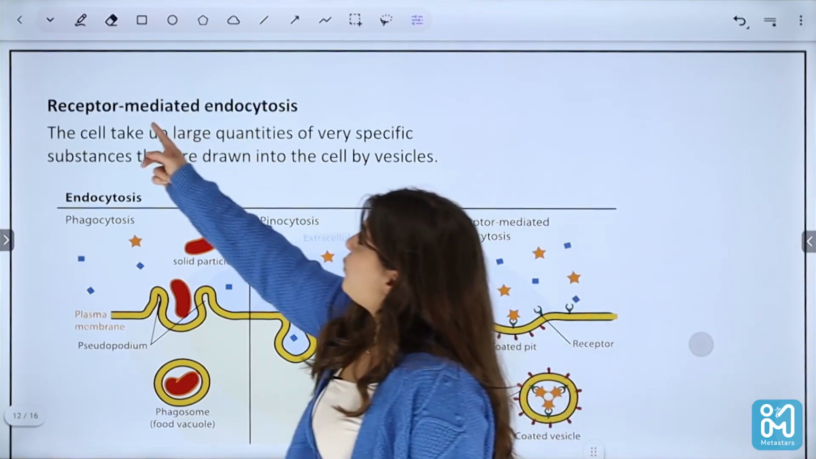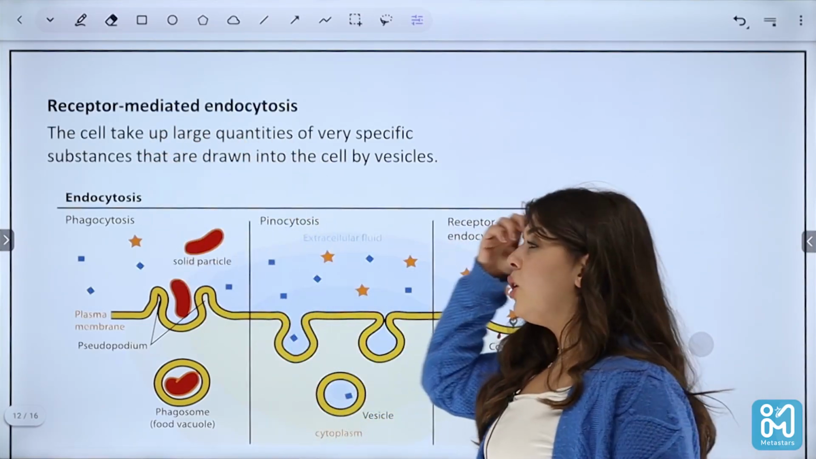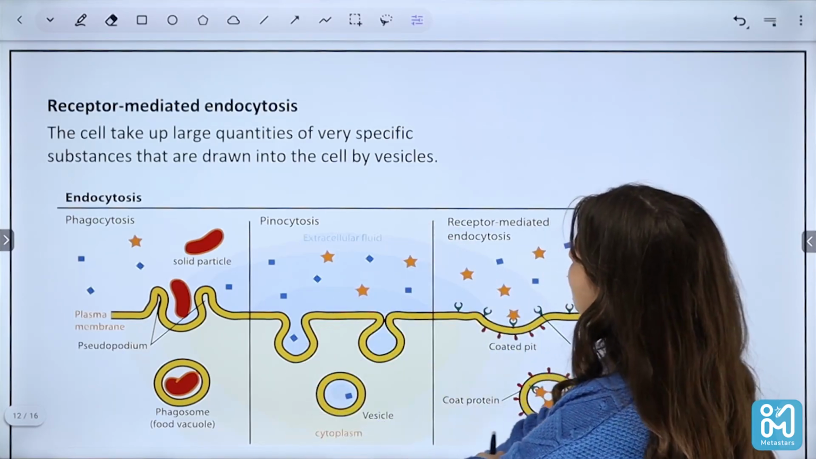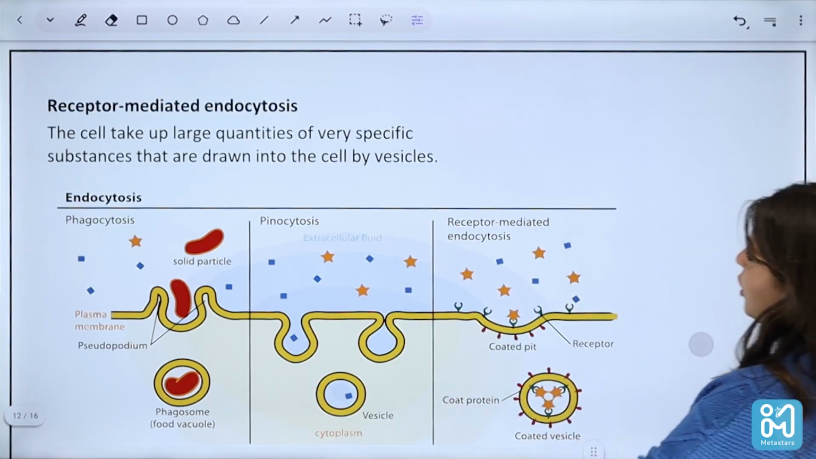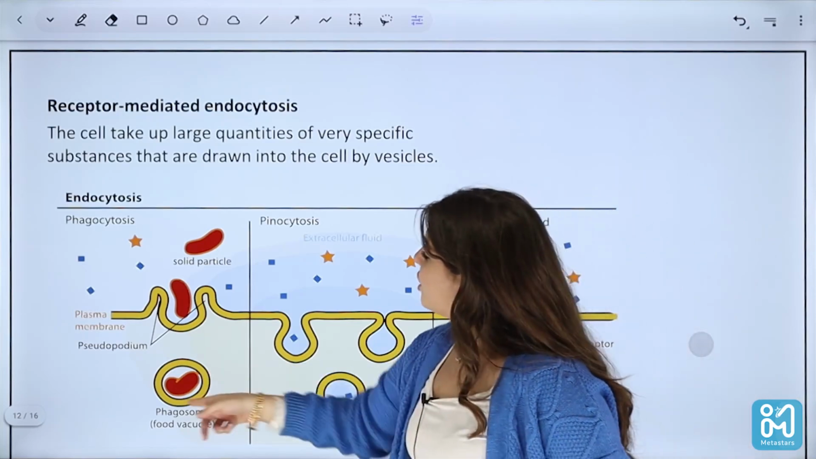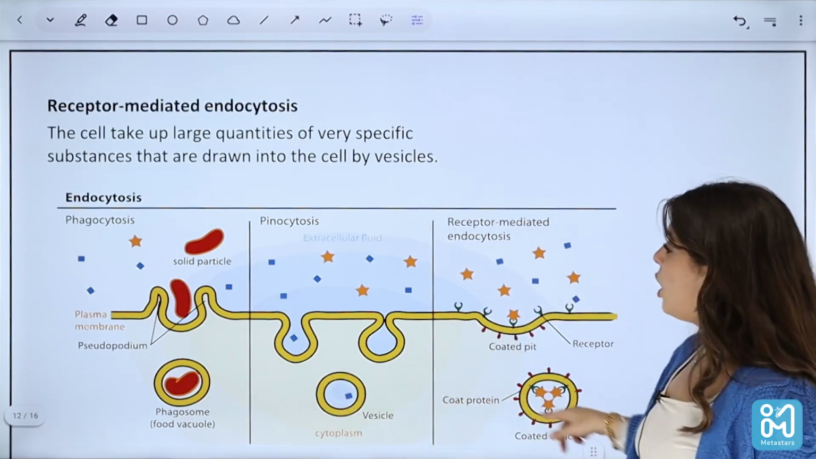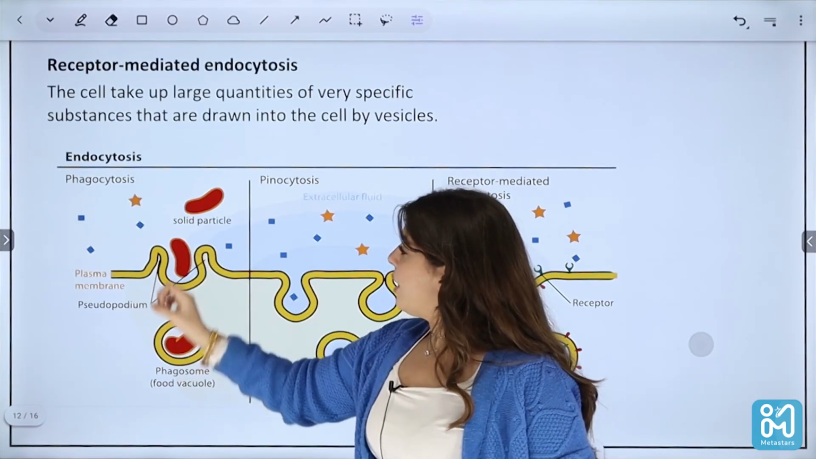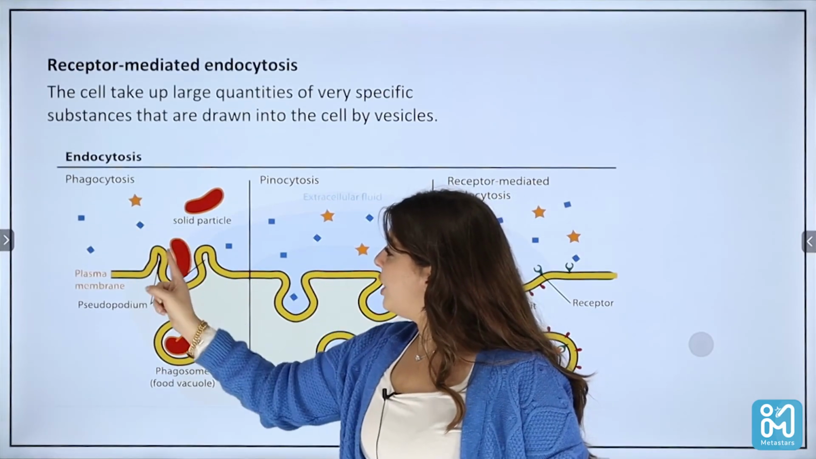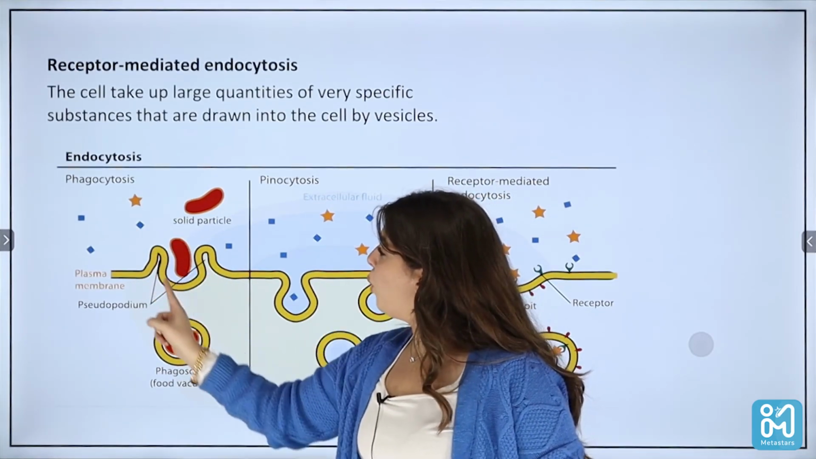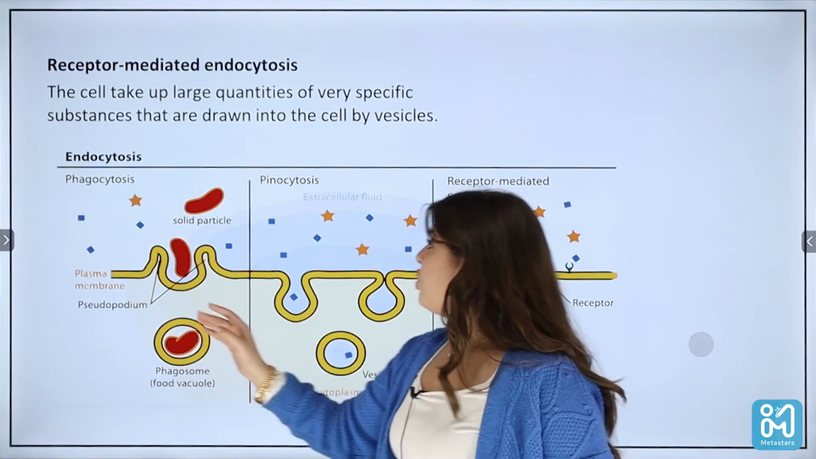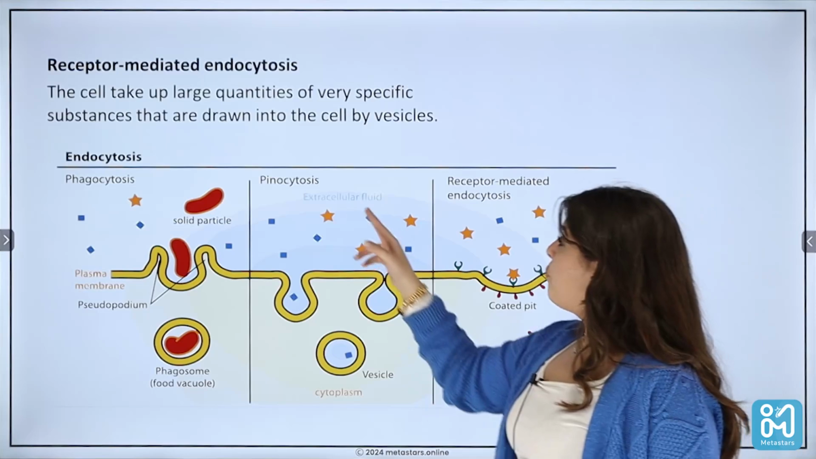The third one is receptor mediated endocytosis. It needs a receptor protein in order to happen. The cell takes up large quantities of very specific substances that are drawn into the cell by vessels. Here are the vessels I told you about. The first one, endocytosis, takes any material it wants by a vessel, the formation of a pseudopodium. This is a pseudopodium, or a vessel. It needs energy, so it's an active transport.